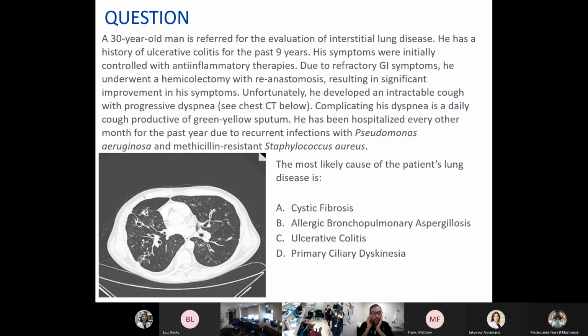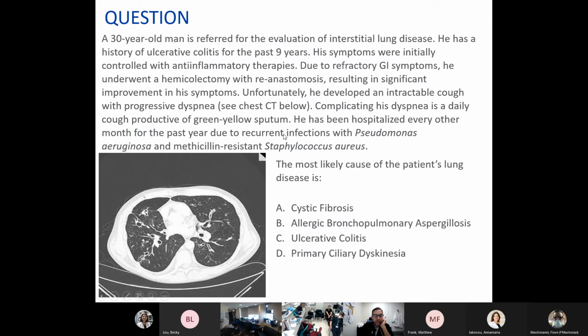Okay, so we have another question. A 30-year-old man is referred for the evaluation of interstitial lung disease. He has a history of UC for the past 9 years. Symptoms were initially controlled with anti-inflammatory therapies, but due to refractory GI symptoms, he underwent a hemicolectomy with reanastomosis, resulting in significant improvement in his symptoms. Unfortunately, he developed an intractable cough with progressive dyspnea, and complicating his dyspnea is a daily cough productive of green to yellow sputum. He's been hospitalized every other month for the past year from recurrent infections, and he has Pseudomonas and MRSA colonization.